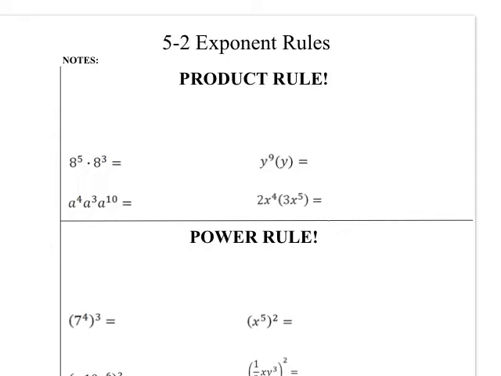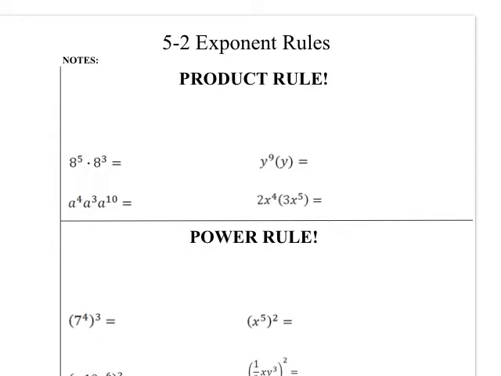I'm kind of doing them both ways so you can see both ways of me doing a video, and then we can talk about which one you prefer. But for this time, this will be what it is. So we've already actually talked about product rule, power rule, and quotient rule. So this is a little bit of a review from 5-1.